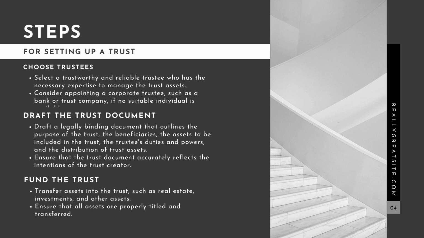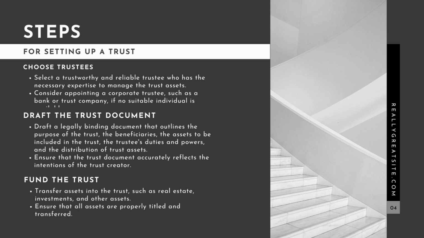If you don't have a suitable individual that is readily available to assist you with being a trustee, you can just go to a bank and say, look, when I pass away, this is what I want to do, this is who I want to be my trustee, and then you appoint them if you want. So you can do that.